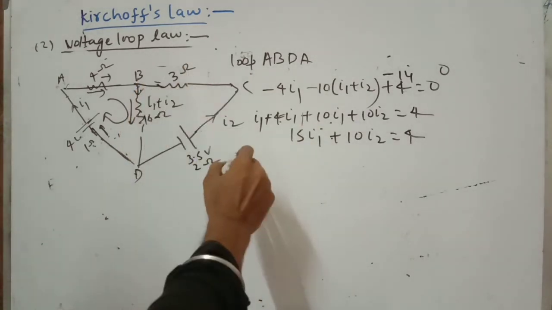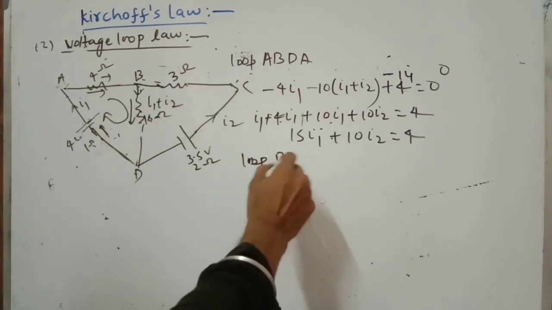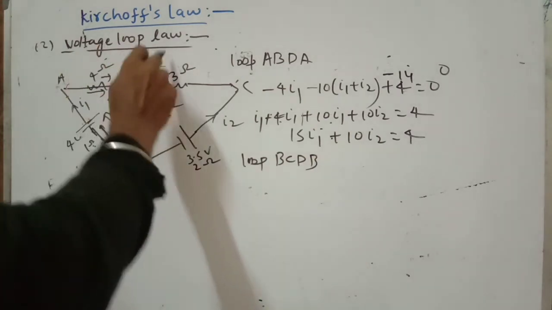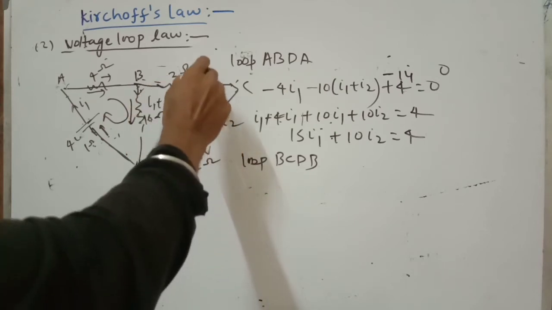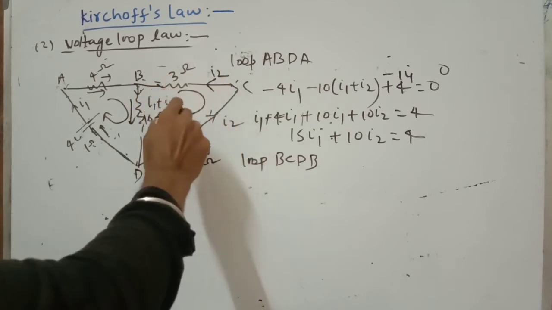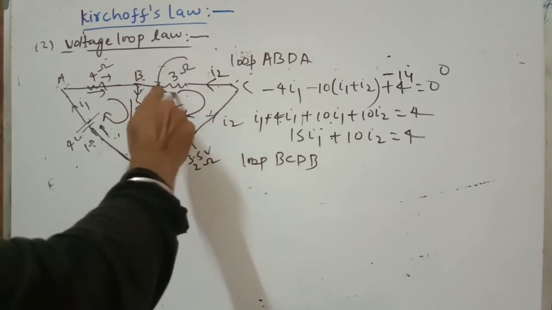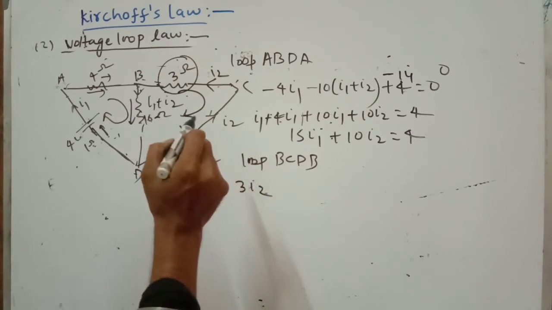Now again we are taking another loop, let it be BCDB. Now we are going to write the voltage loop law in this loop. Here the current direction is opposite of your considered direction, so the potential difference across 3 ohm we write as positive, so 3I2.